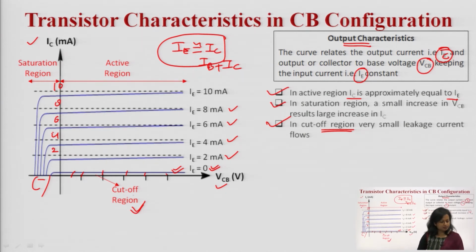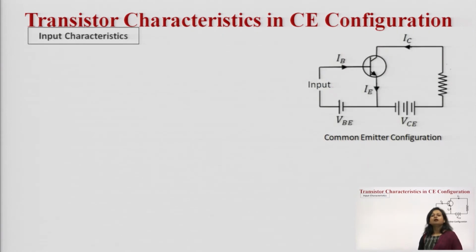Now let us discuss the transistor characteristics in common emitter configuration. What happens in the case of the common emitter configuration? Common emitter means here the emitter terminal is common to the base and collector. Input is applied between base and emitter. Output is taken between collector and emitter.